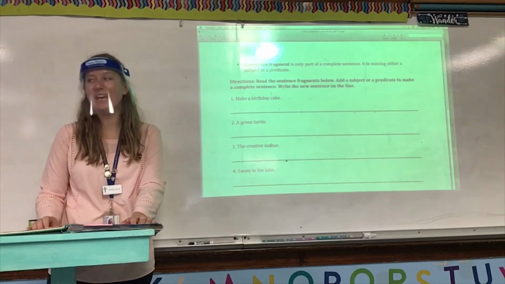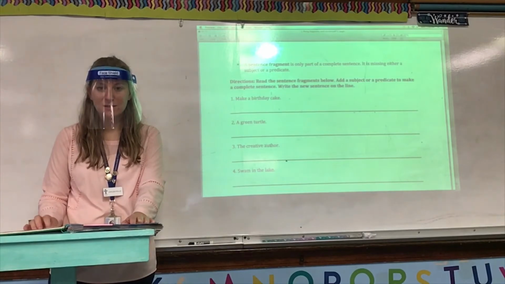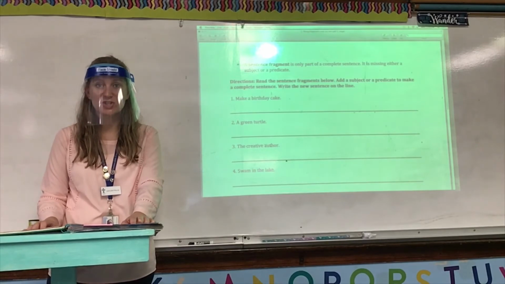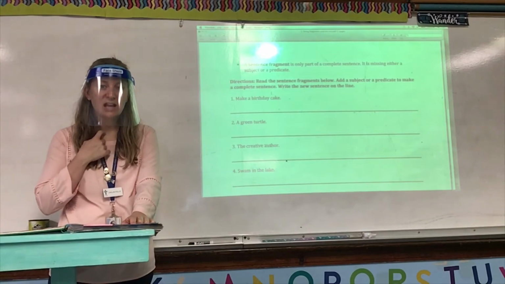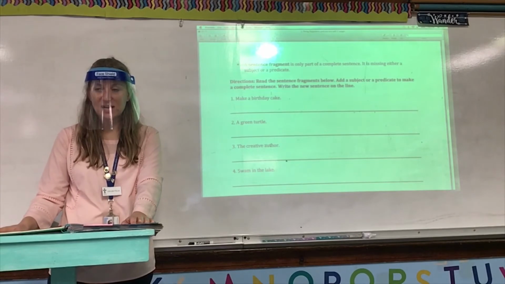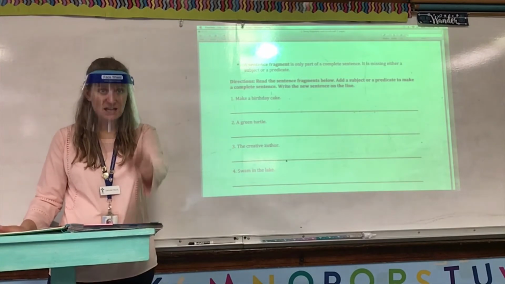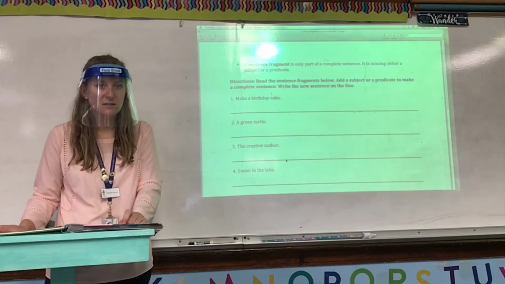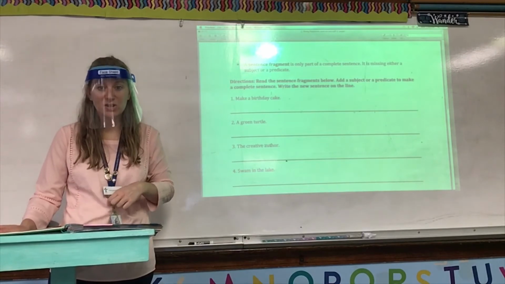Because technically make a birthday cake is not a fragment. Why? We don't see the subject. But when we see a command without a subject, then we know what the subject is: the understood subject. If I say make a birthday cake, who or what is the subject? It's not written. We learned this and we talked about it. If I say to Cullen, make a birthday cake, who am I telling to make a birthday cake? So what is the understood subject when you have a command with no written subject?